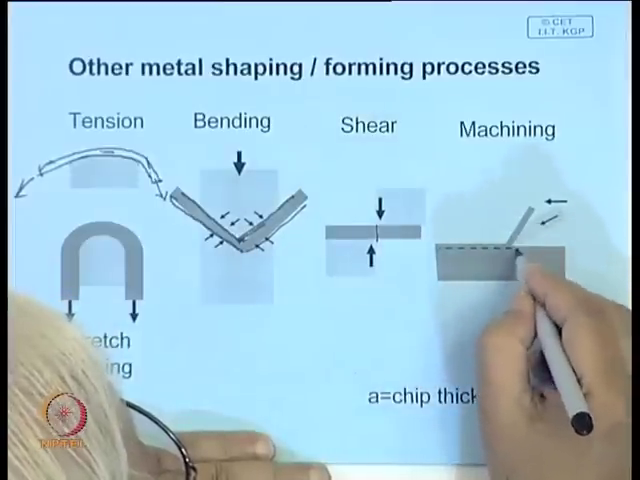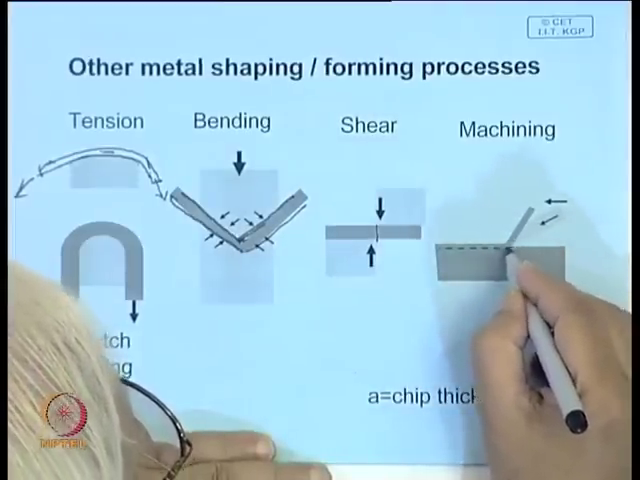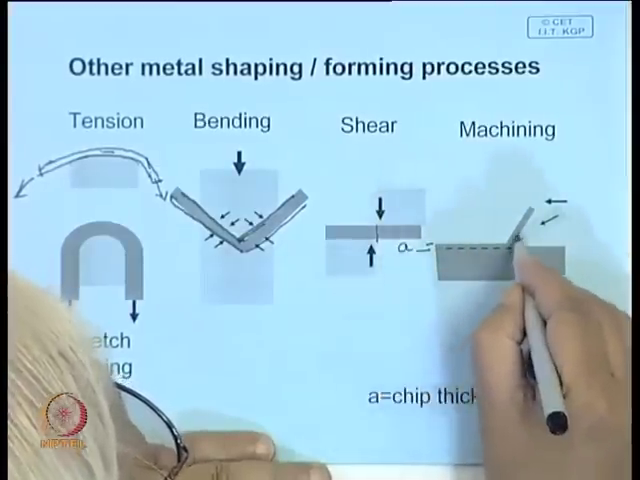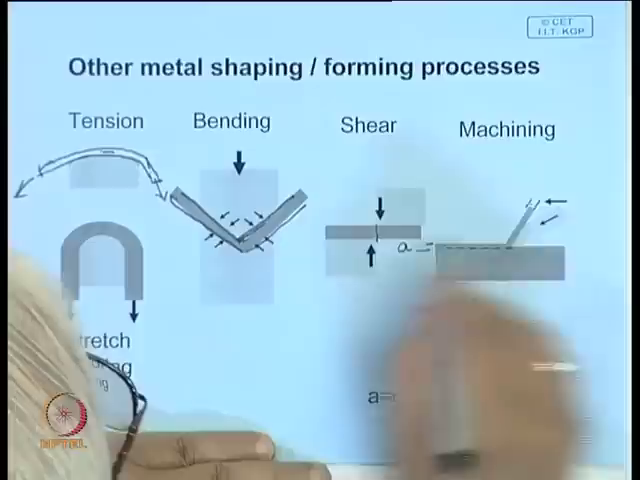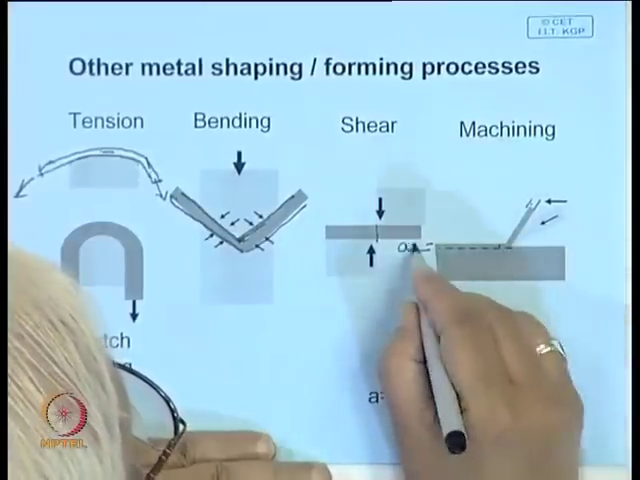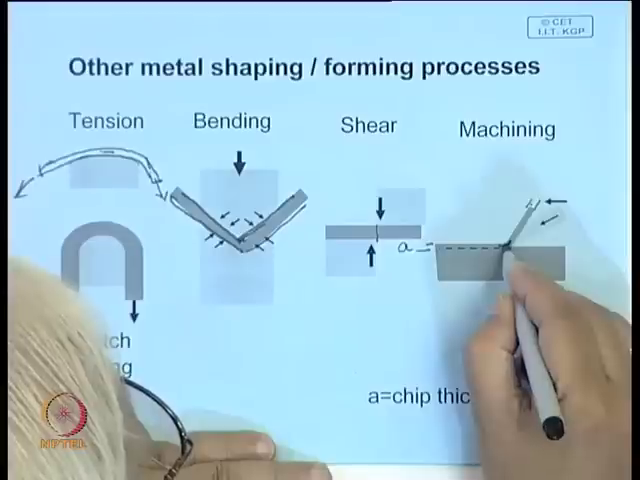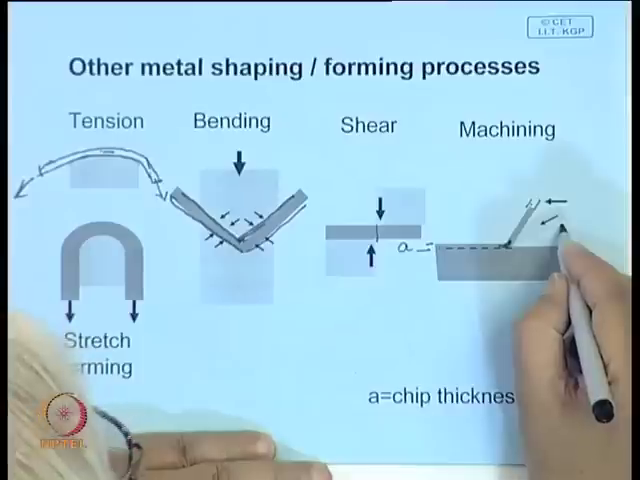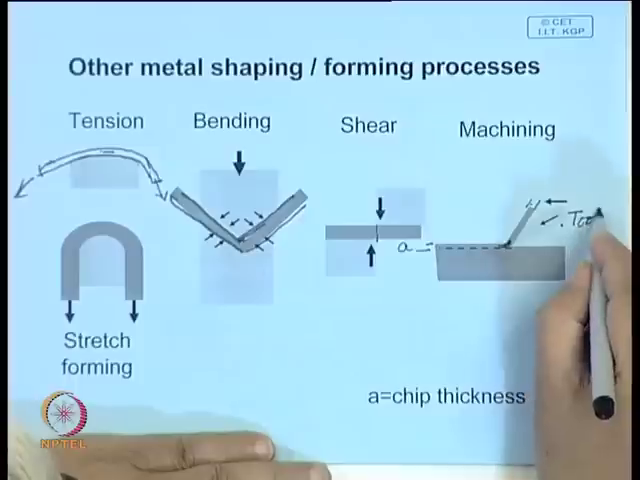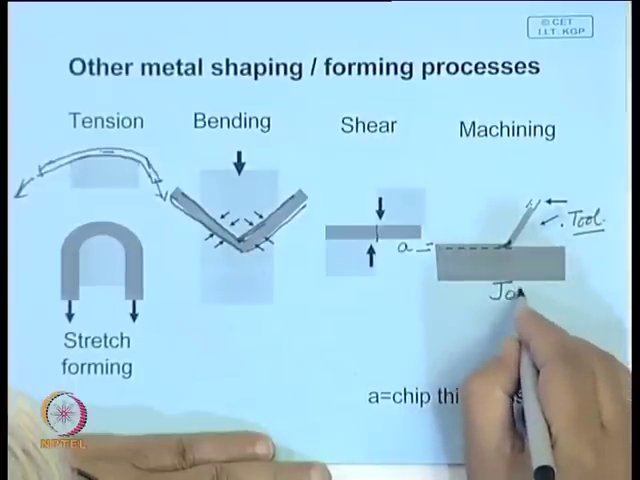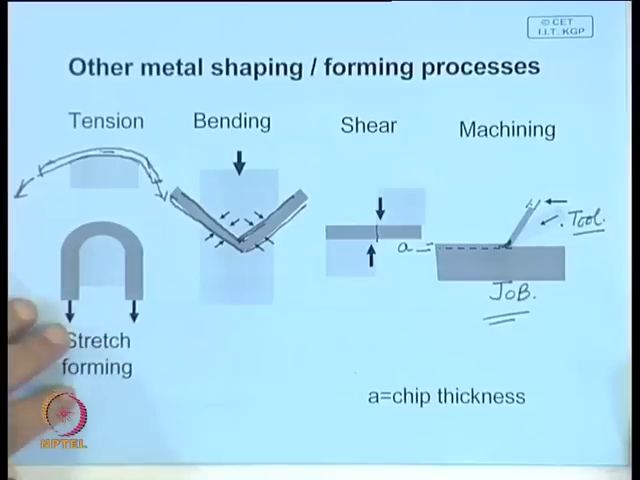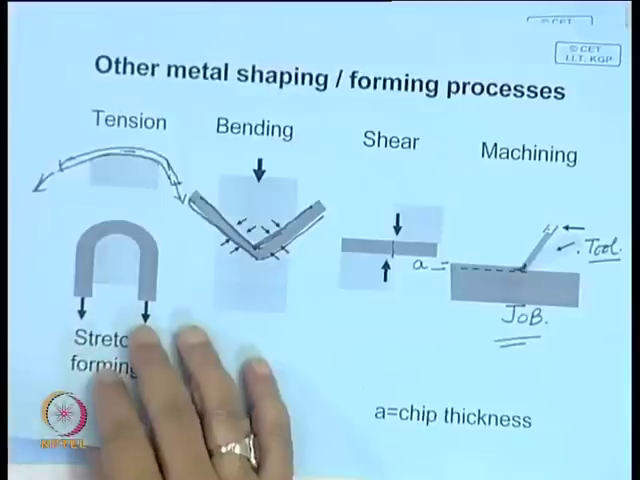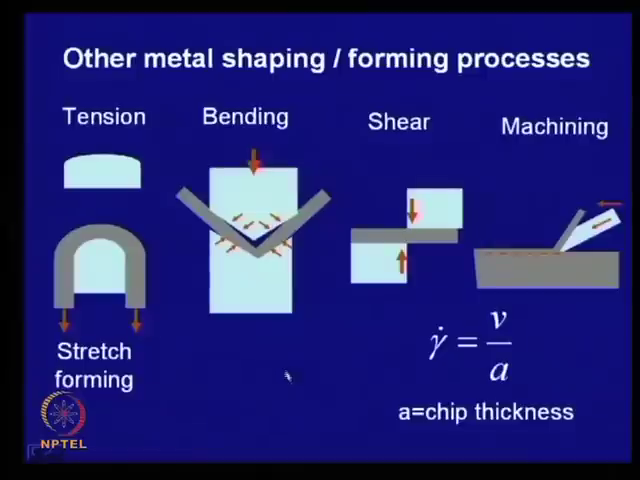Similarly, when you are machining, the tool cuts into the metal, it penetrates into the metal, and this is the chip thickness which comes out. And your deformation zone is of the same order as this chip thickness, and this is the tool and this is the job. So this is one way of classifying the method of deformation.